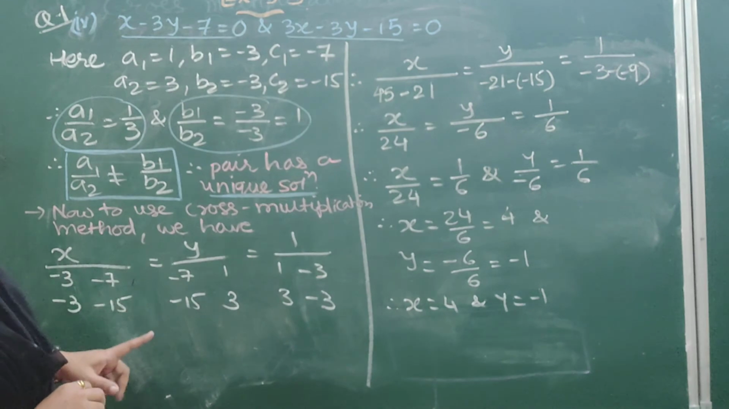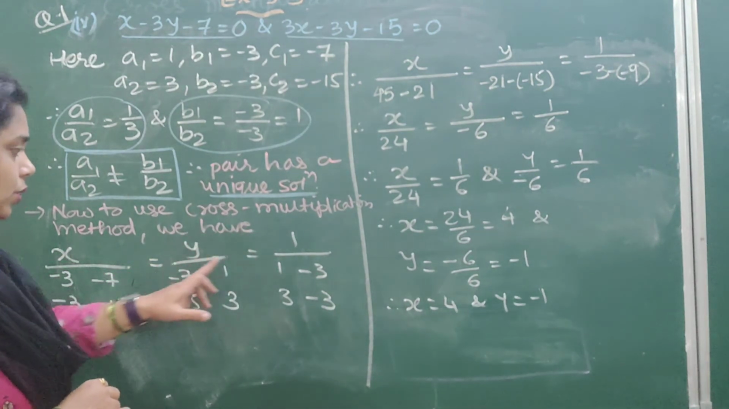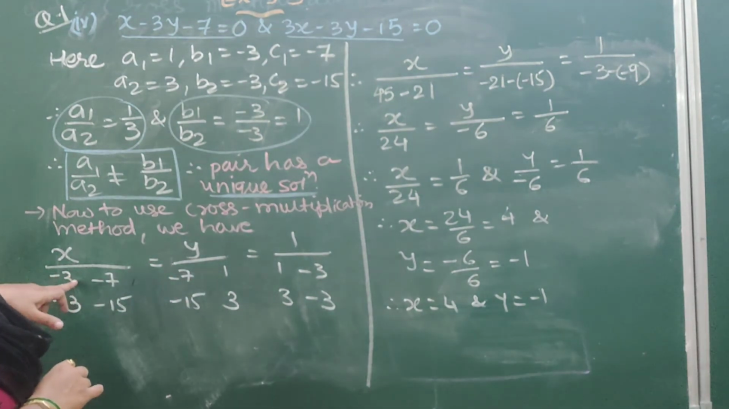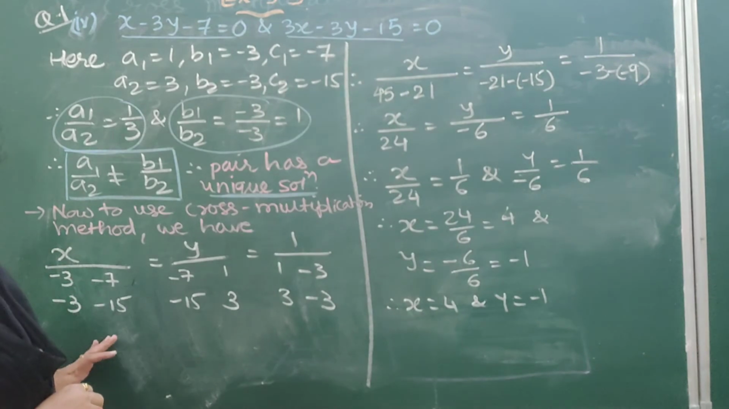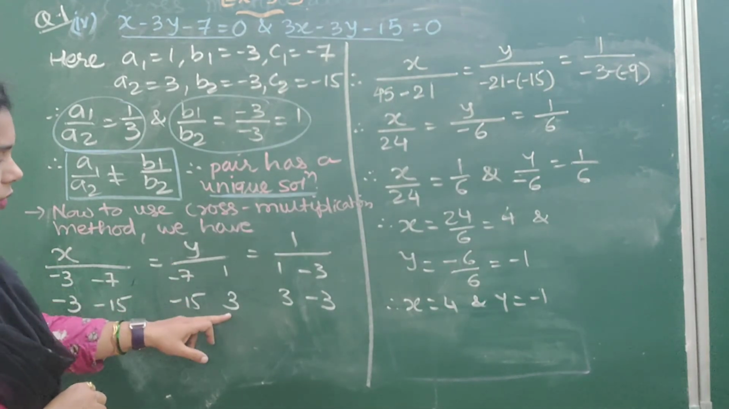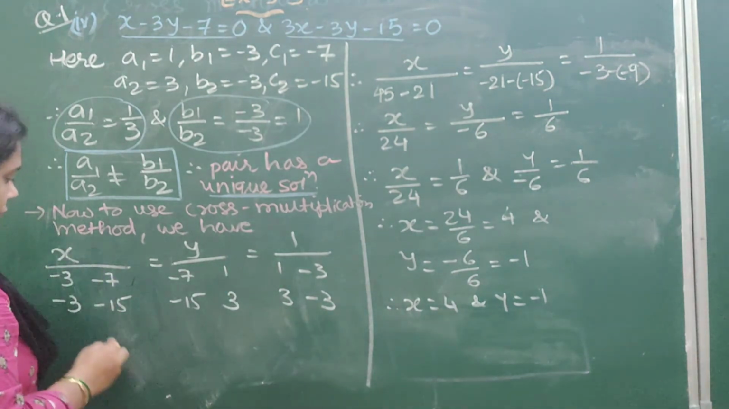If it has a unique solution, we can use the cross multiplication method. And again for that we have to write like this: x, y and 1 is equal to below x. How can you write below x? The coefficient of y and the constant. Below y, the coefficient of x and constant. Below 1, coefficients of x and y. And then what we have to do?